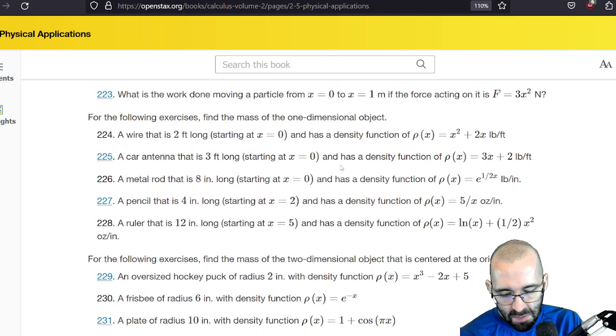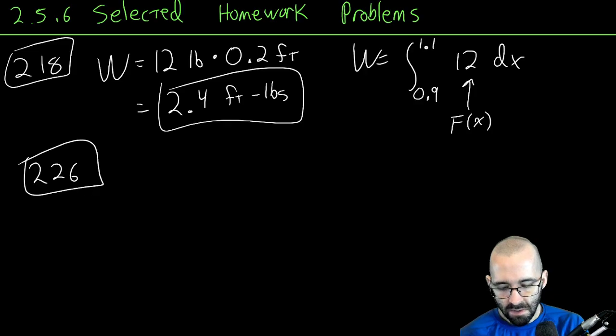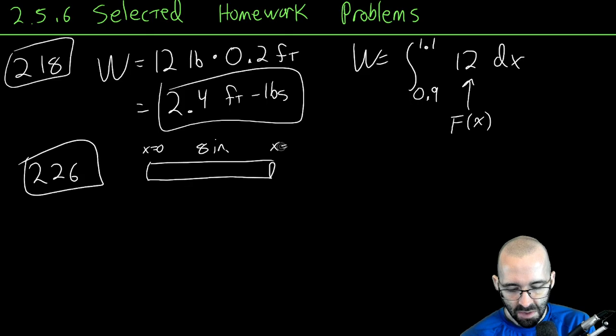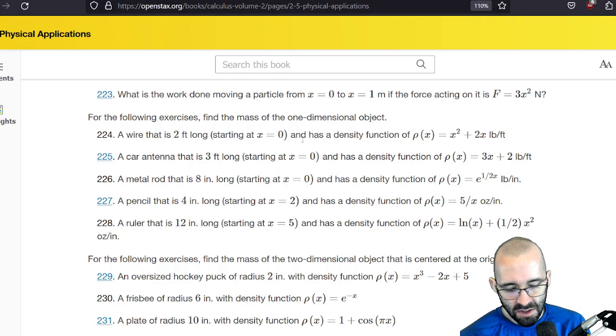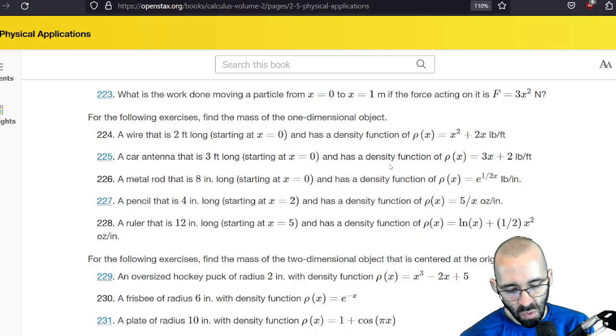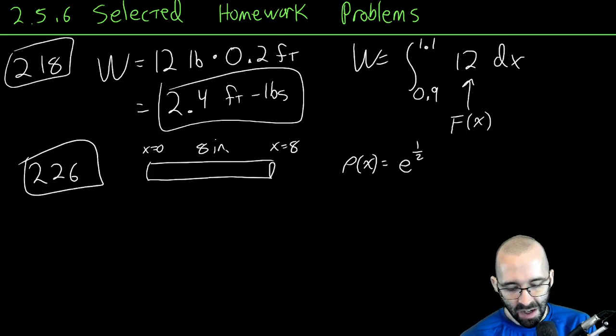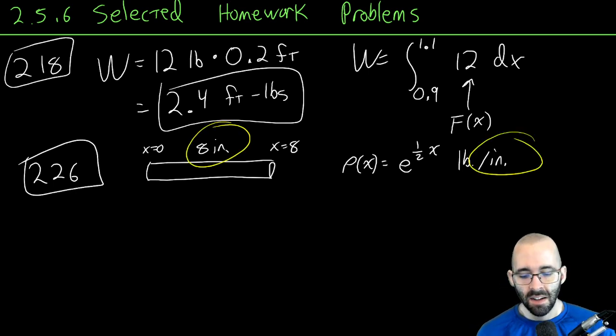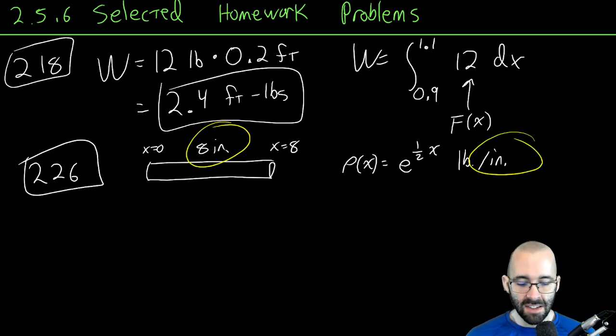226. Find the mass of a metal rod that's 8 inches long. Right, draw a little picture. 8 inches long, starting at x equals 0. So that's going to be x equals 8 over here. Density function, rho of x. Ooh. Rho of x equals e to the 1/2 x, pounds per inch. Units are very important here. Make sure our units are consistent. Our density and our distance have consistent units. That's good.